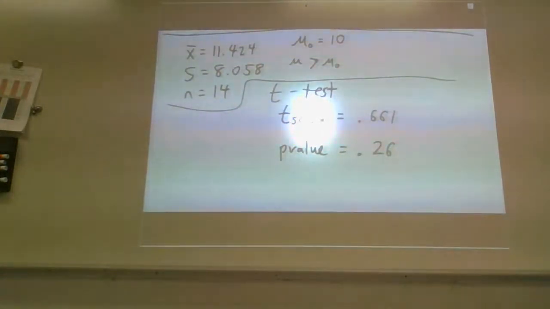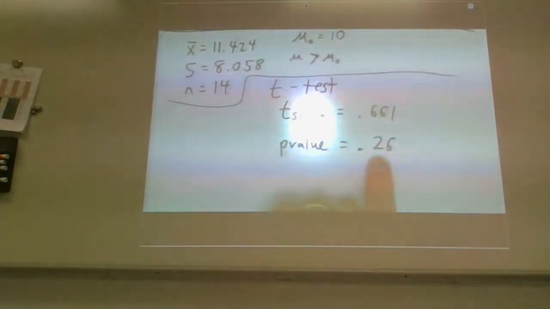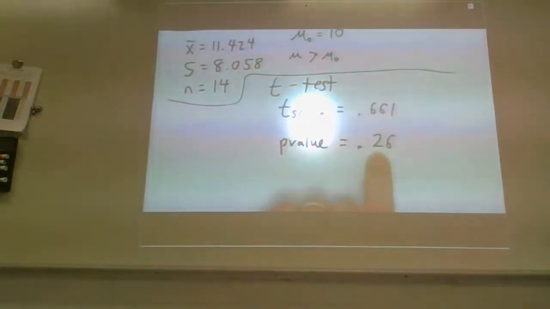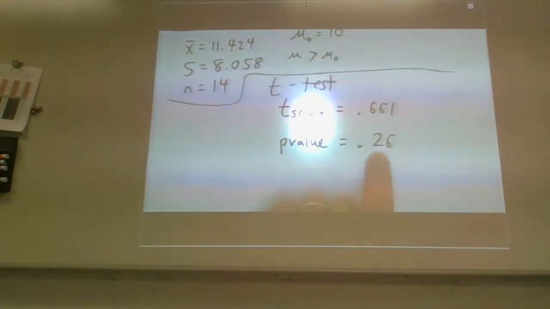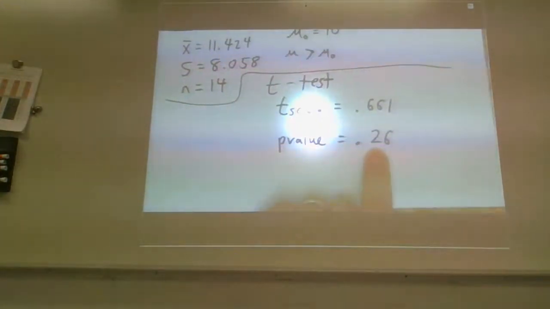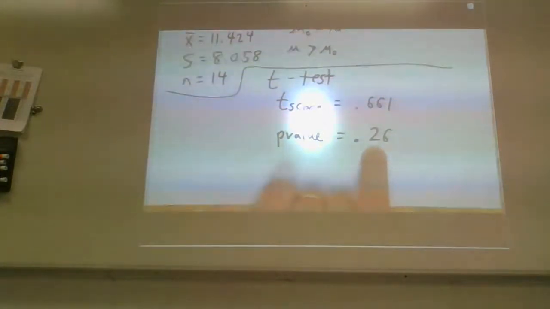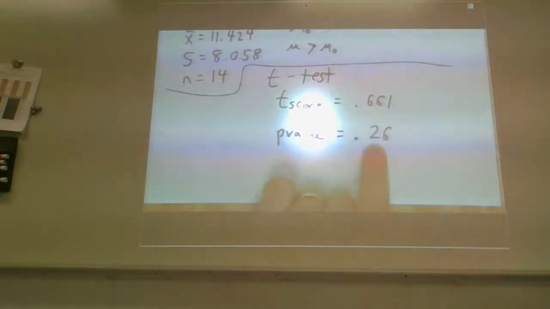Now, just for the sake of argument, do I reject or do I fail to reject with this p-value? Y'all don't remember my inappropriate rhyme? Oh, he's nodding yes. Okay.